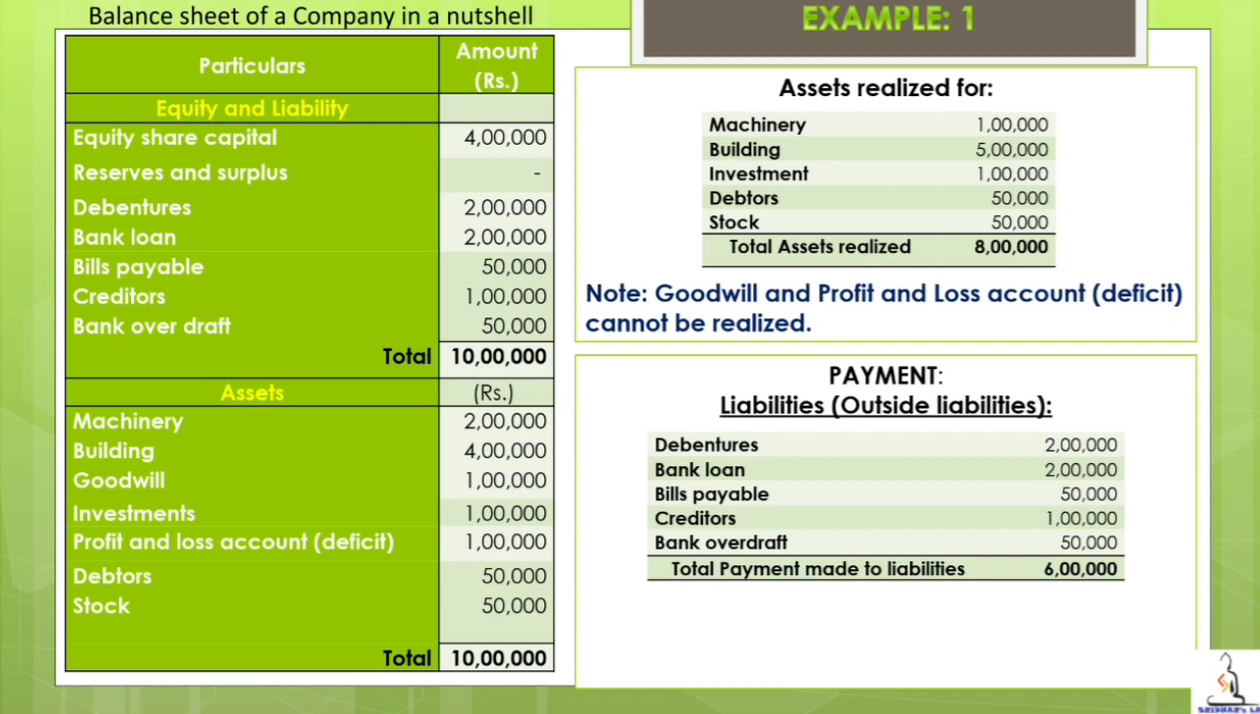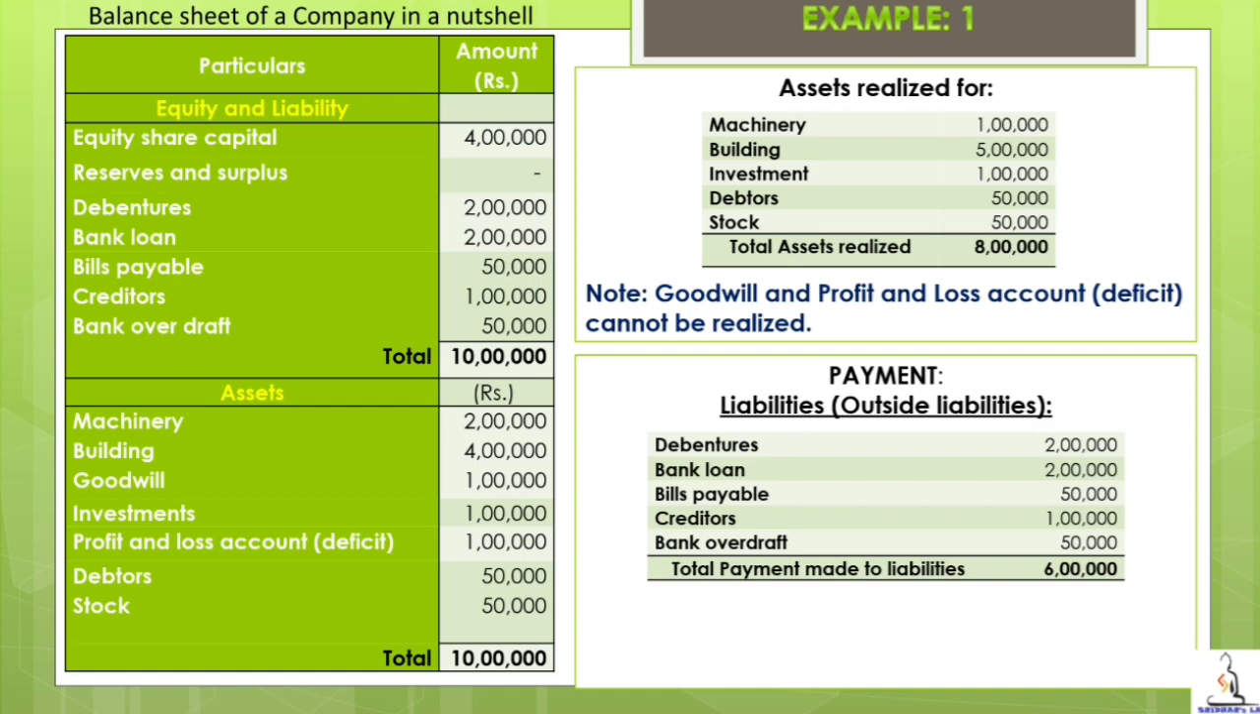So they have been paid. You can see the debentures are paid 2 lakh, bank loan 2 lakh, bills payable has been paid 50,000, creditors 1 lakh, and bank overdraft has been paid to the extent of 50,000. So their dues are being paid.